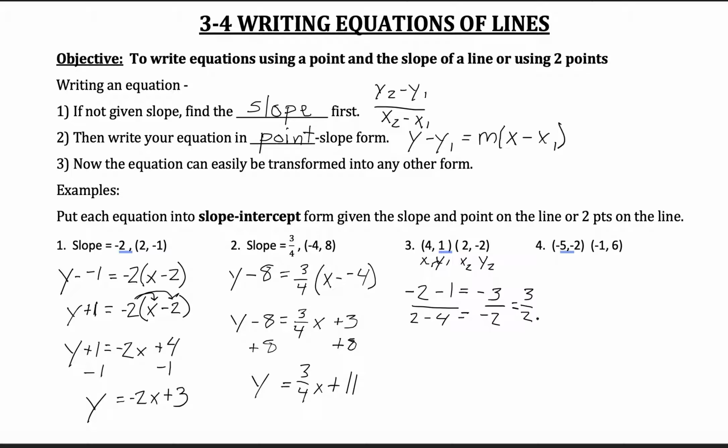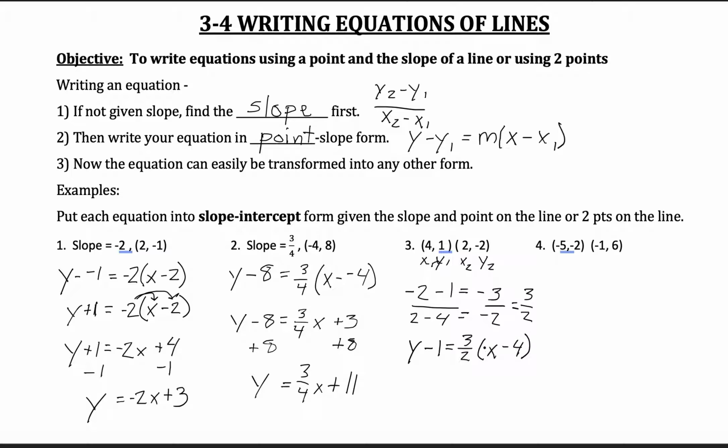Now that I have my slope here, I can go ahead and pick one of these points and use it to write the equation of the line. So I have y minus, I'm going to use my y1, so minus 1 equals, then I use my slope, which is 3 over 2, parentheses, x minus x1. Make sure that you use the same point, so we have minus 4.